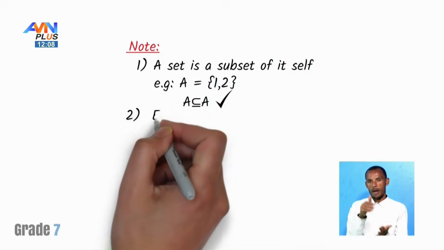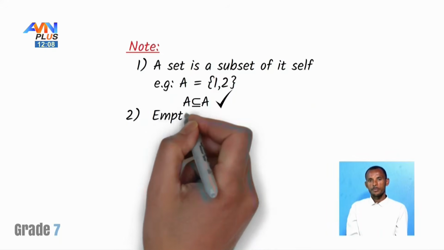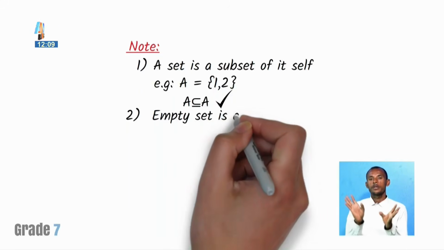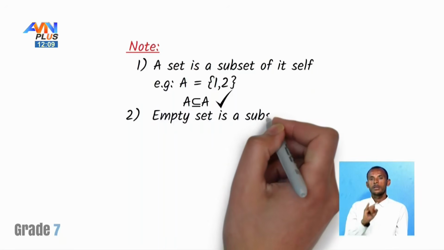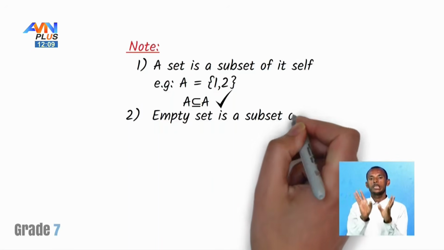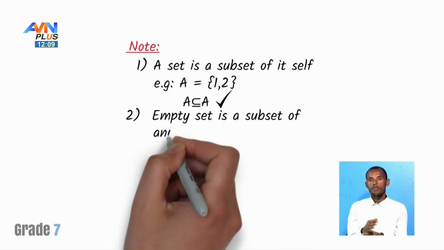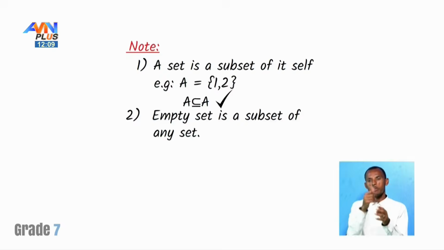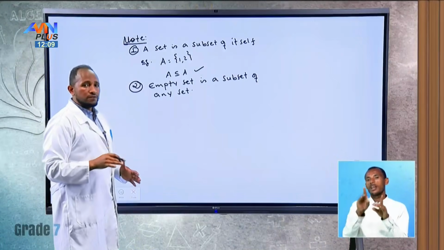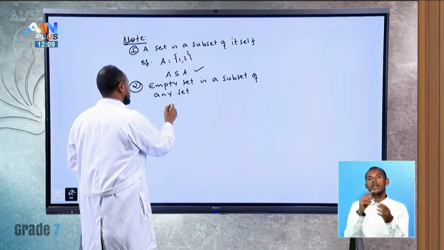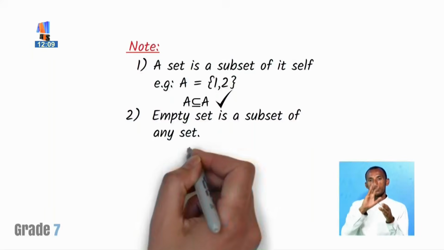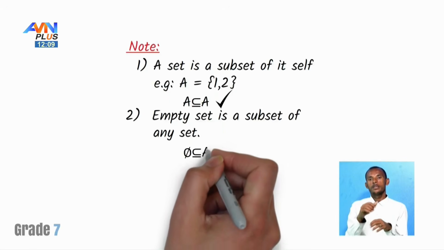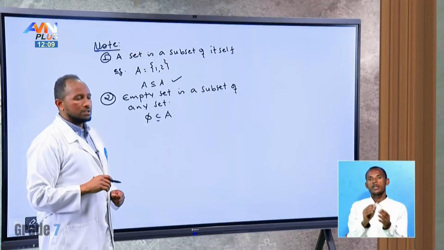Again, the second concept: the empty set is a subset of any set, since it does not violate the definition. So I can write like this: if set A is given, the empty set is a subset of any set A, whether set A is empty or any other set. Therefore, the empty set is a subset of any set.